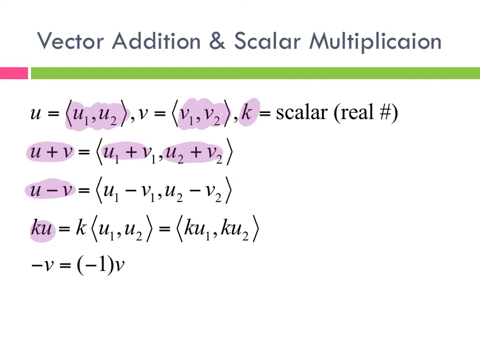Something like that would look like 2u, and what that would mean is take 2 and distribute it into both parts of your vector. And you can take the negative sign off the vector. So if I had negative v, it's the same thing as saying -1 times v. Here the negative just comes off and gets represented by the -1.